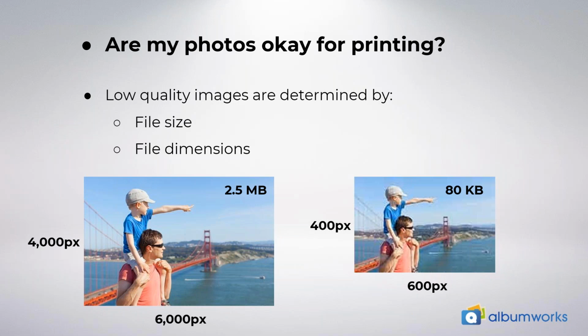On the other hand, the photo on the right-hand side of my screen is likely to be flagged as low quality by our editor. That's because it's only 80 kilobytes, which is really small, and 600 by 400 pixels. So the editor knows that it's a small size, and it's likely that it's been compressed. This is typical of images that are downloaded from the internet rather than taken directly from your camera.